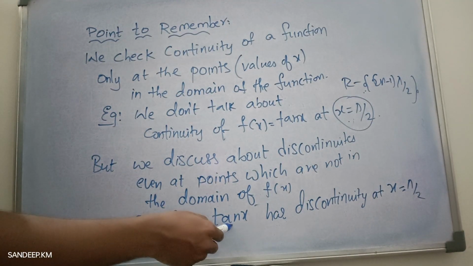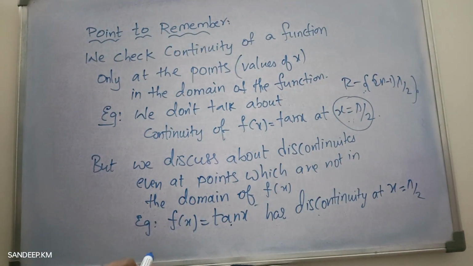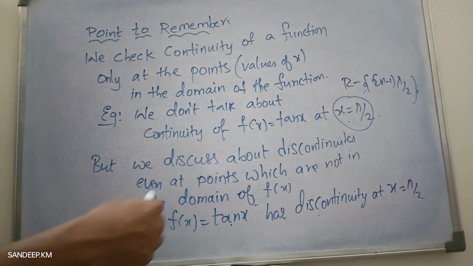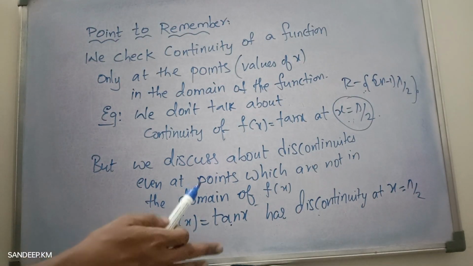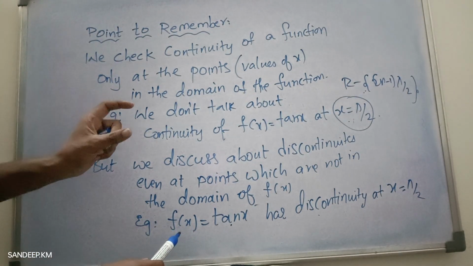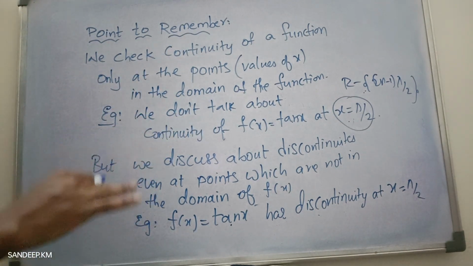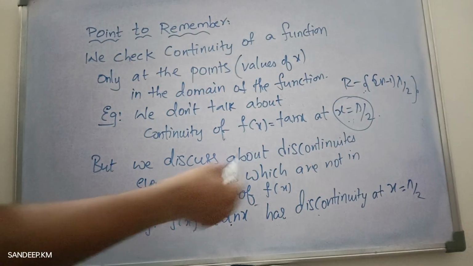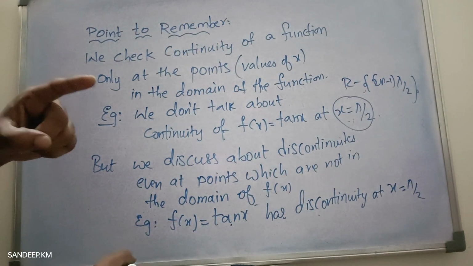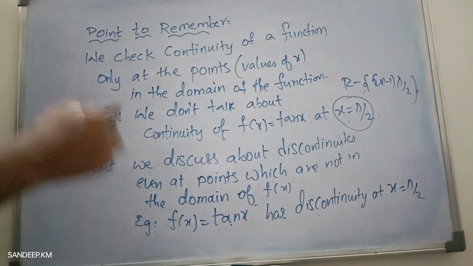Example, f(x) = tan x has a discontinuity at x = pi/2. You can check the left hand limit and right hand limit. Obviously they are not equal. It is infinite type discontinuity. See, once again I am saying, from this I can conclude that tan x is a continuous function, but at the same time it has discontinuities at x = pi/2. But tan x is continuous only in its domain. Tan x is a continuous function only in its domain.